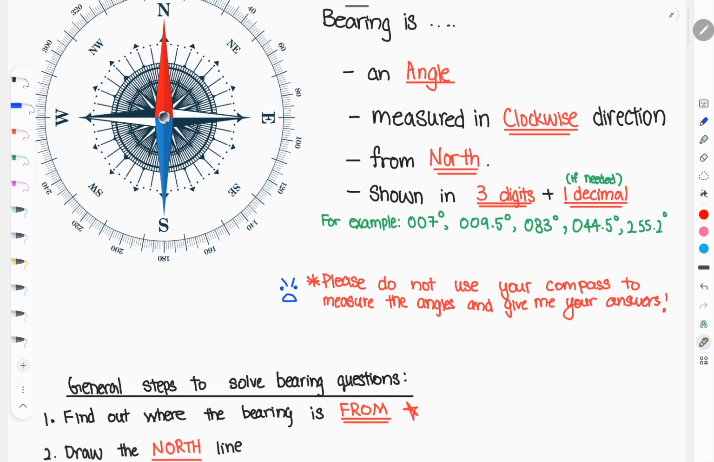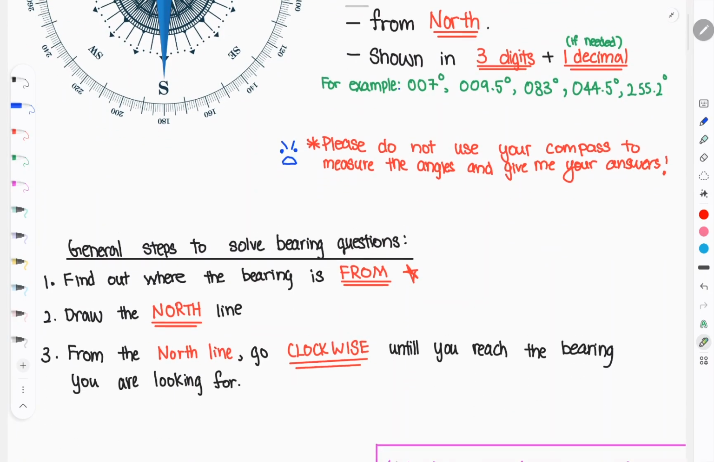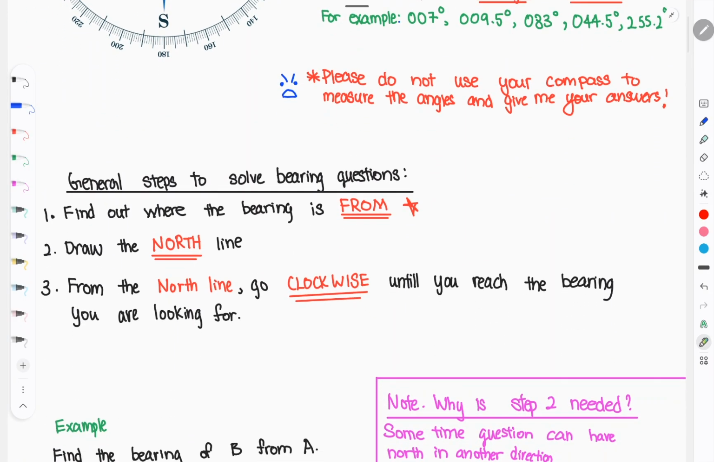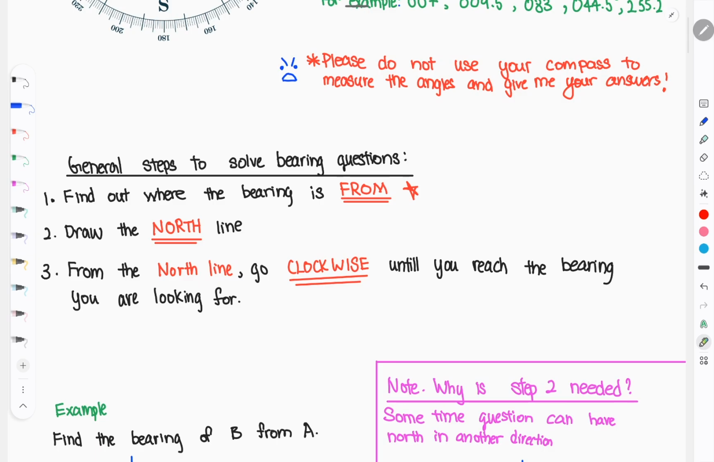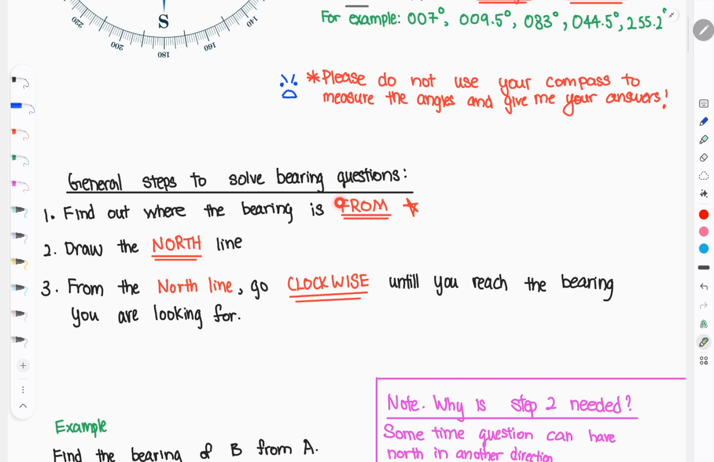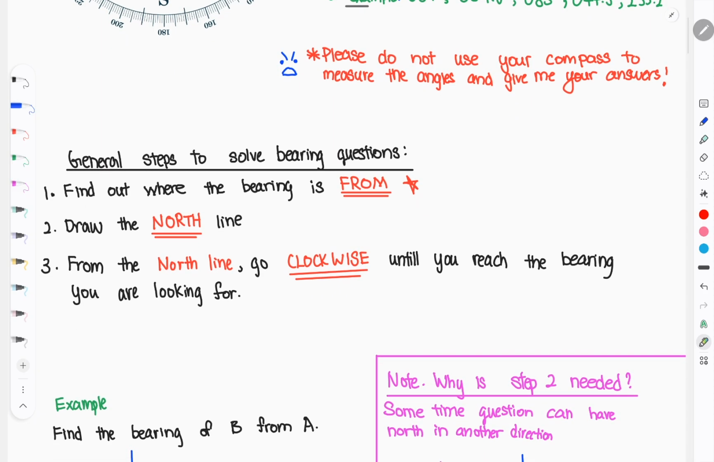Okay, so what are the general steps to solve a bearing question? So first, we need to find out where the bearing is from. Yeah, this is very important. This is where most of you will make your mistake. So read the question carefully, find out where the bearing is from. Only after that, then you draw the north line. Okay, this step is also important. I will elaborate later. Next, from the north line, go clockwise until you reach the bearing that you are looking for.